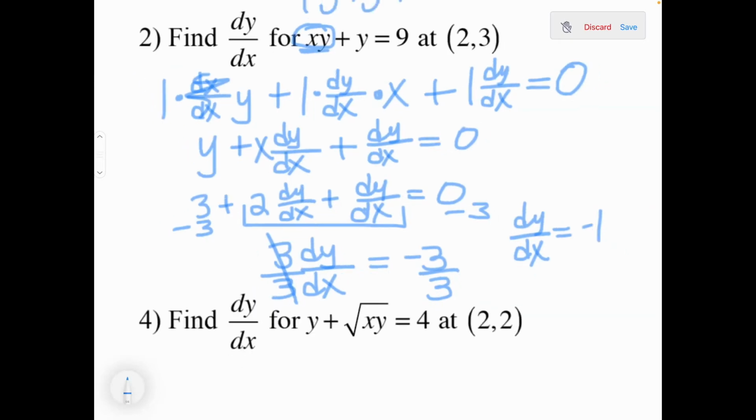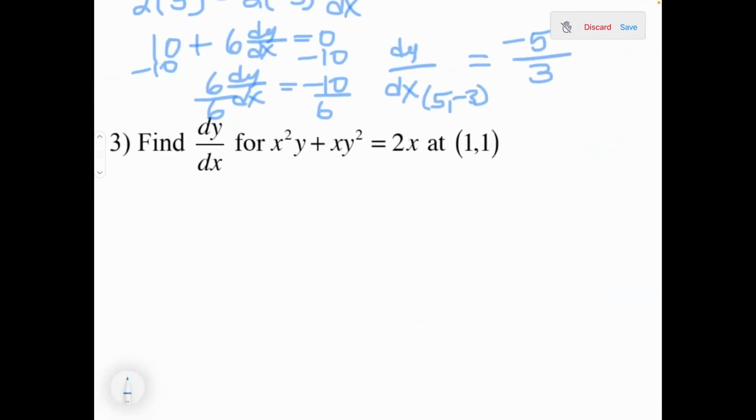Alrighty, number 3. dy/dx for x squared y plus x y squared. So we've got a product rule here and a product rule here. So we're going to be using product rule twice, f prime g plus g prime f. So the derivative of x squared is 2x, but we took that derivative with respect to x, so I'm not going to write the dx/dx. Plus the derivative of y is 1 dy/dx. We have to write that every time.